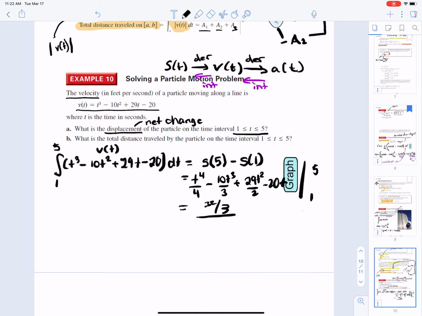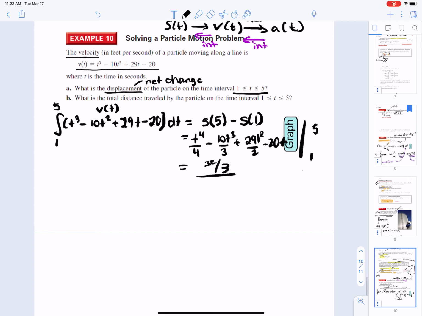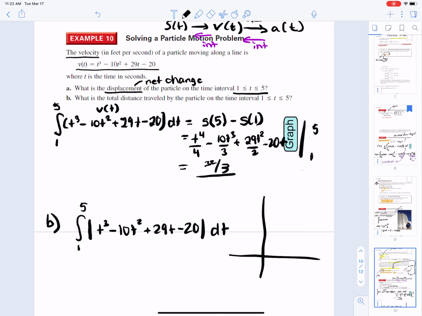Again, I will post the full answer key for you so that the notes are filled in a little bit more clearly. When they're asking me to do the total distance, I need to go from the integral 1 to 5 of the absolute value of t cubed minus 10t squared plus 29t minus 20, and then dt. So now you have to be careful, because when you look at the graph of this function, which maybe would be a graphing calculator question, the graph looks something like this. This is 1, this is 4, and this is 5. This is my velocity function, which is given, and this is time.